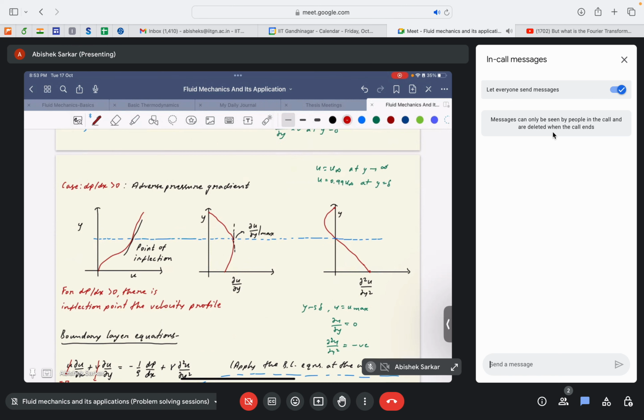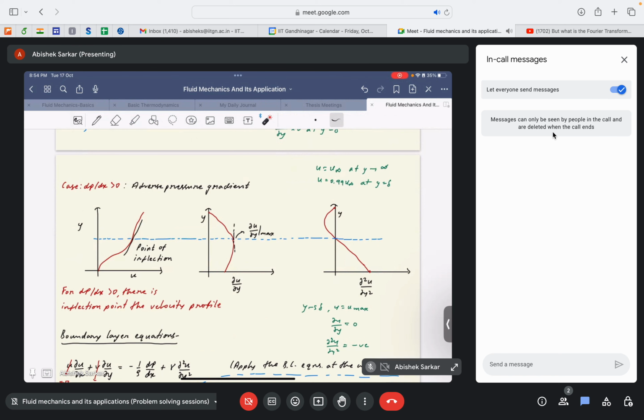So this is how the velocity profile, the dou square u by dou y square, would look in the case of adverse pressure gradients. Similarly, as I mentioned here, the velocity profile would look of this form, that it increases up to a certain point and then may decrease. Okay, so it has reached a maxima at this point.